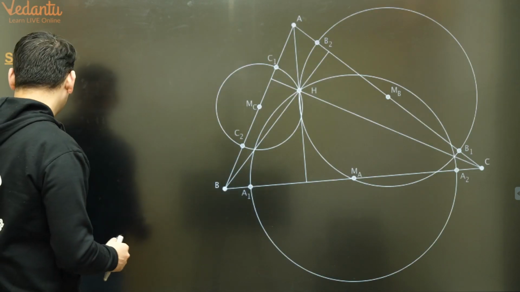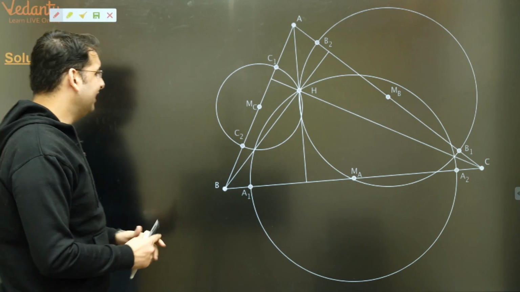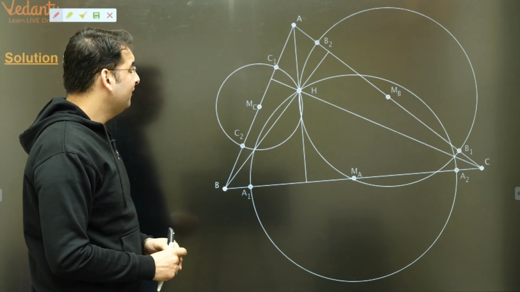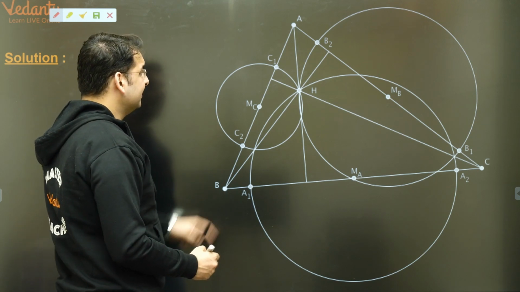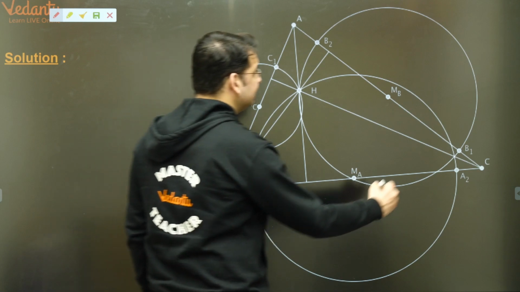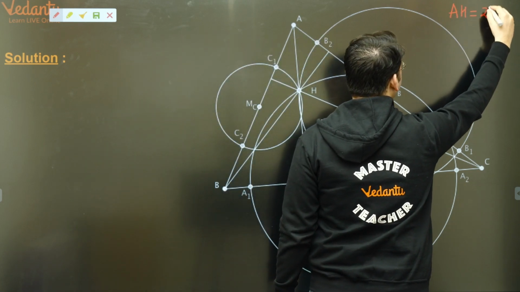Let us move on. Let us enlarge the diagram. Okay, so what we have. We'll be making use of those hints in this particular problem. So we know that AH, let me write some specific things. AH is 2R cos A.